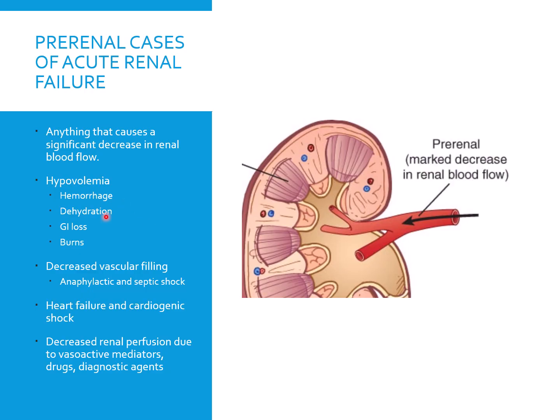Other things, heart failure and cardiogenic shock, where we get this overall major pump failure. So if the heart itself is not functioning, we're not pushing enough blood forward to the kidneys to maintain their function. And the final thing is anything that causes decreased renal perfusion.